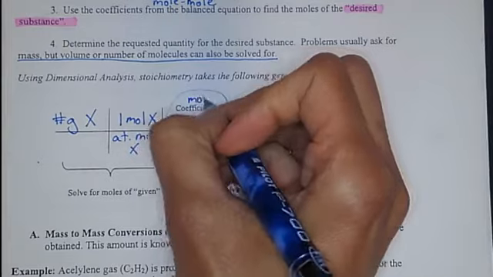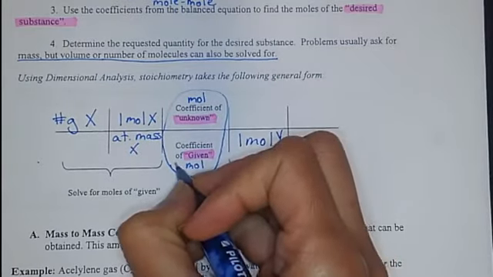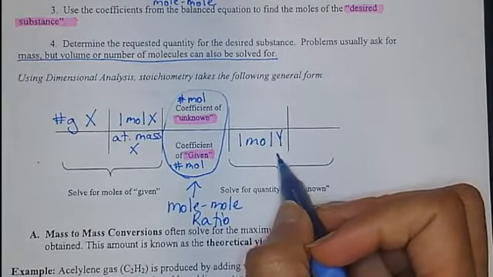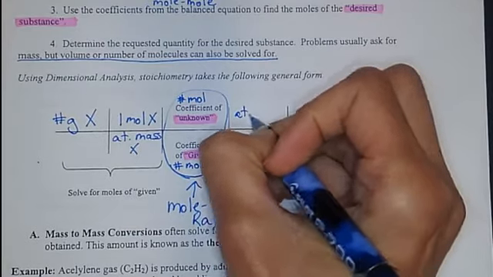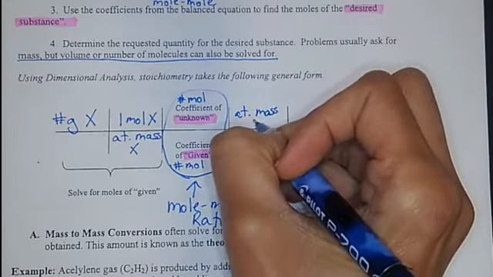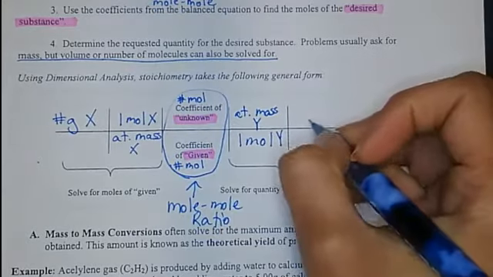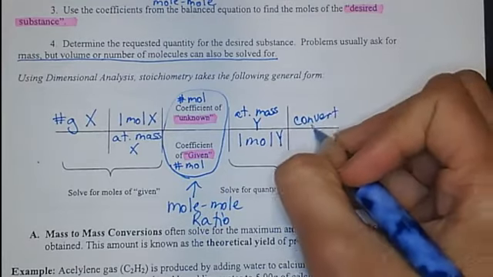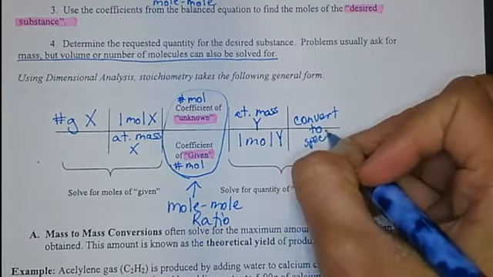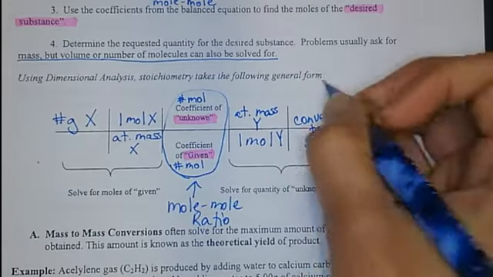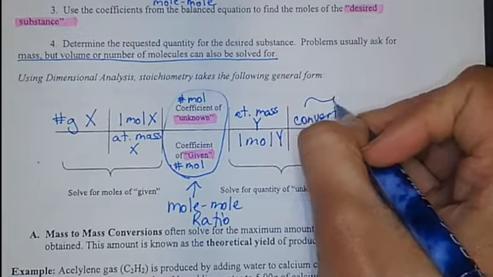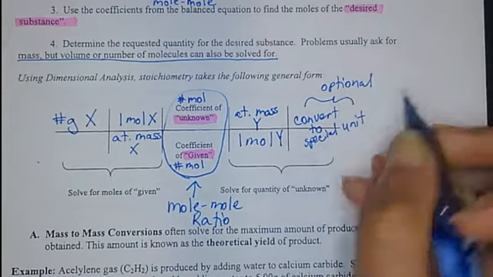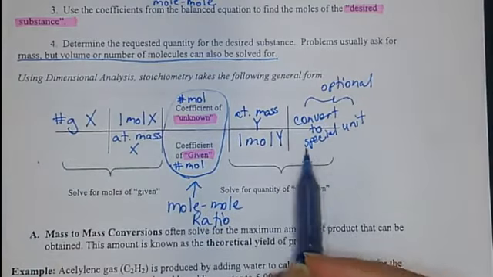Remember, this will be mole, the unit, and it'll be a number value, your coefficient. So this will be 1 mole of that new substance, and then the atomic mass of that new substance will go on the top. Then right here, we are just basically converting to whatever special unit we have. It is usually optional. So whatever desired unit it is, whether it be volume or molecules, you can always convert here.